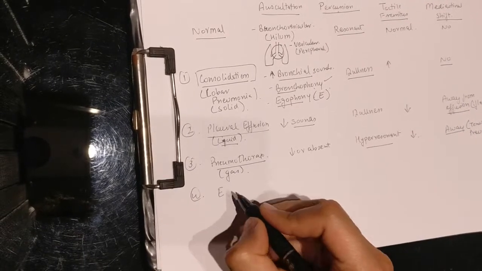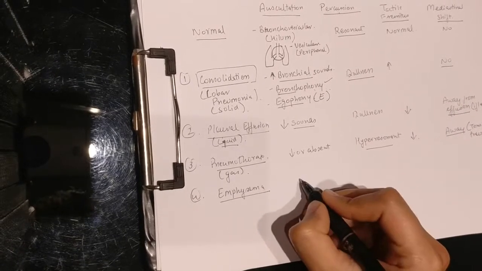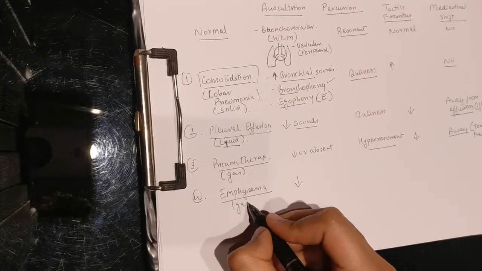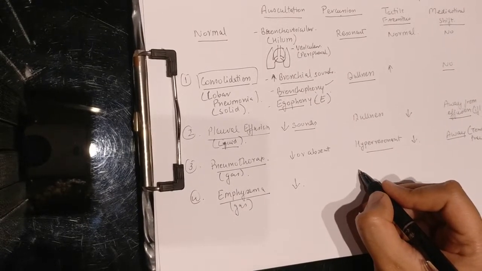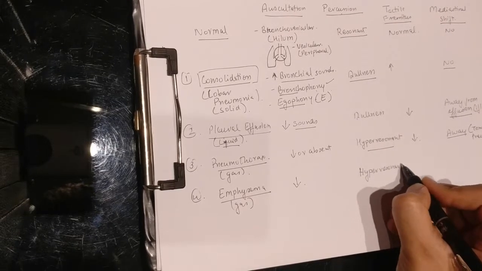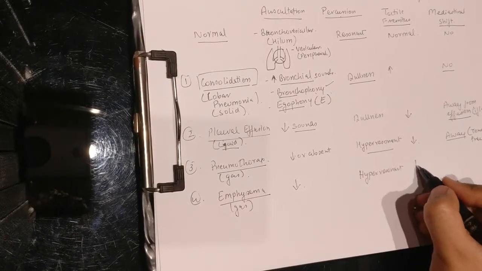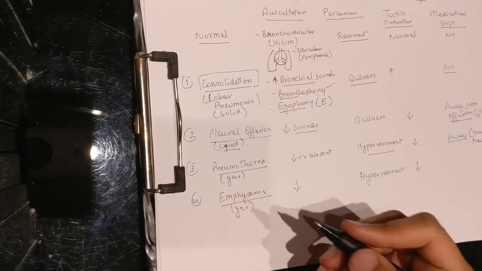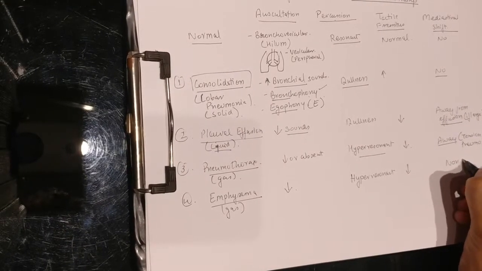Moving on to the fourth condition, which is emphysema. So the auscultation would be decreased because this is a gas. The percussion would be hyperresonant. The auscultation and the tactile fremitus are the same, so tactile fremitus would be decreased in emphysema, and emphysema is a type of COPD, so there will be no mediastinal shift.